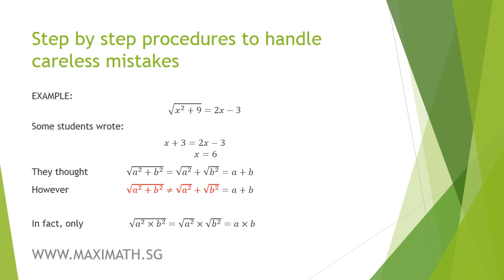So this actually reflects a confusion of the concept. In fact, you can only split a square root when there is multiplication or division inside. Like this one, the square root of a squared times b squared can be split into the square root of a squared times the square root of b squared, which becomes a times b.